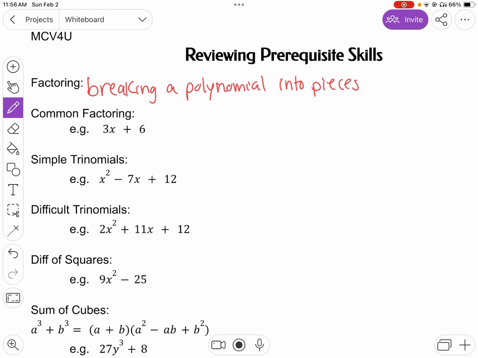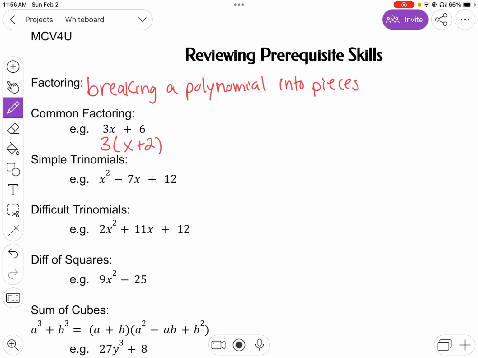So we're just looking for our greatest common factor that we're going to pull out front and then write whatever's left over after we've divided out that greatest common factor from all of our terms. So in this case, we can factor out a 3, which leaves us with an x plus 2.